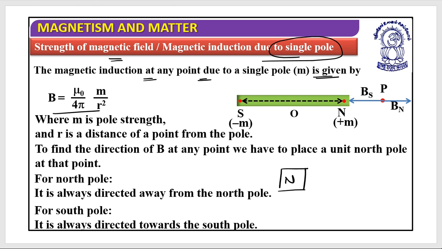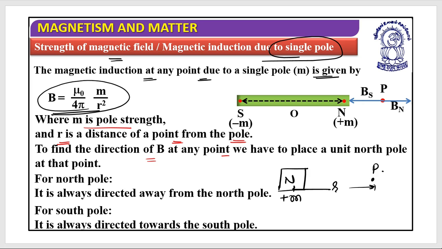Yes, so for the north pole, let's say this is the positive pole, and at this point I want the magnetic field. The separation between the two is R. Then I can have B equals mu naught by 4 pi into M by R square, where M is the pole strength and R is the distance of the point from the pole. To find the direction of B at any point, we have to place a unit north pole at that point.